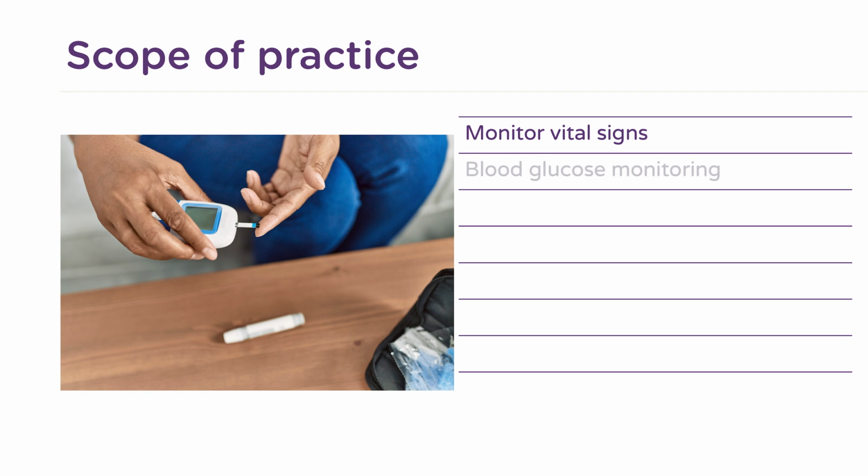2. Blood glucose monitoring. CNAs may assist diabetic patients with blood glucose monitoring, including performing finger stick tests, recording blood sugar levels, and reporting abnormal results to the nursing or medical staff. 3. Assisting with insulin administration. Depending on the state's regulations and facility policies, CNAs may assist with insulin injections or insulin delivery using insulin pens or pumps under the supervision of a licensed nurse.